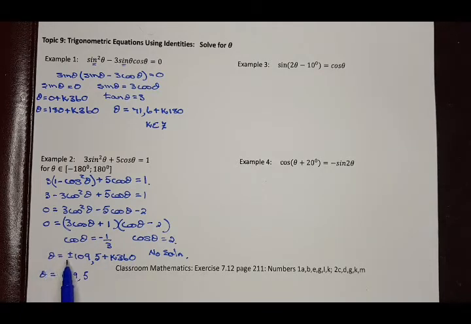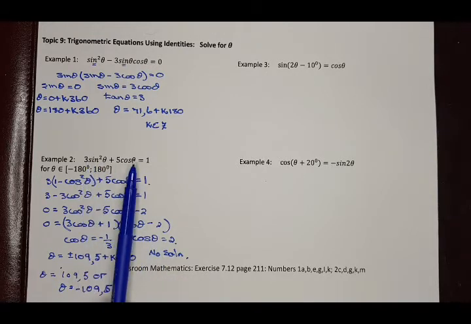Taking the general solution minus 109,5, I can get an answer of minus 109,5, and again, adding or subtracting 360 is not going to give me another solution. So those are the only two answers that satisfy that equation and that restriction.